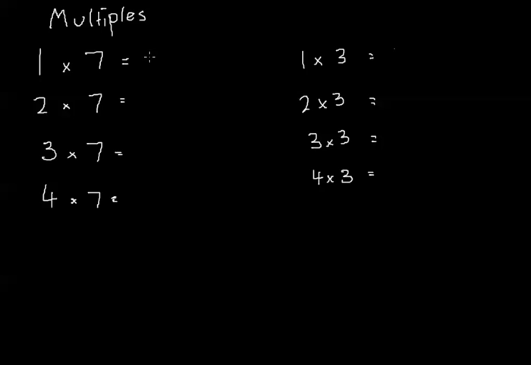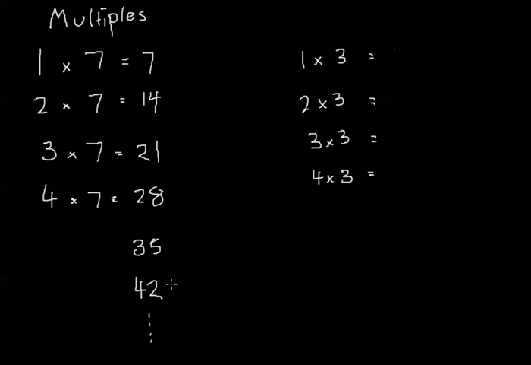So 7 times 1 is 7, 7 times 2 is 14, 7 times 3 is 21, 7 times 4 is 28, and it can keep on going down, 35, 42, and it can keep on going. So when the question says, what are the multiples of 7? Well, the multiples of 7 are the answers we've got here. So 7, 14, 21, 28, 35, 42 are all multiples of 7, and it can keep on going.